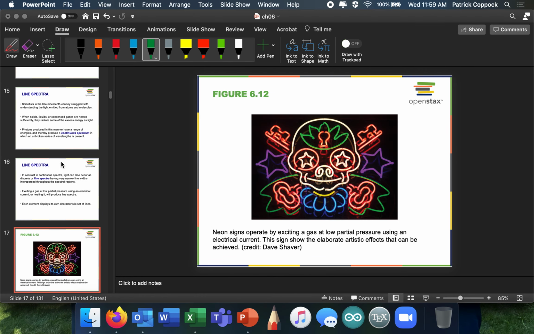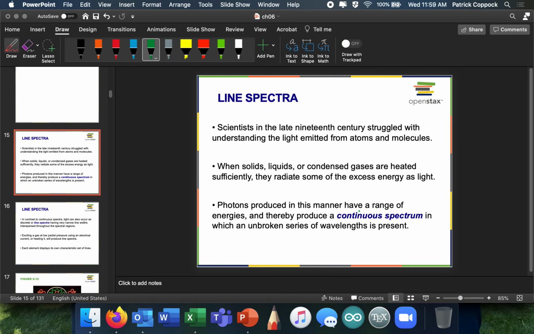You know that if you've ever seen a stove top and you heat the top up really hot, it turns a color. Or what about if you put a poker in the fire and you heat an iron poker up really hot? It turns red, right? If it gets hot enough, it's going to be white. Well, that's energy being radiated as light. So photons produced in this manner have a range of energies and thus produce a continuous spectrum. That means that they can be really any color. That's what that means, okay?